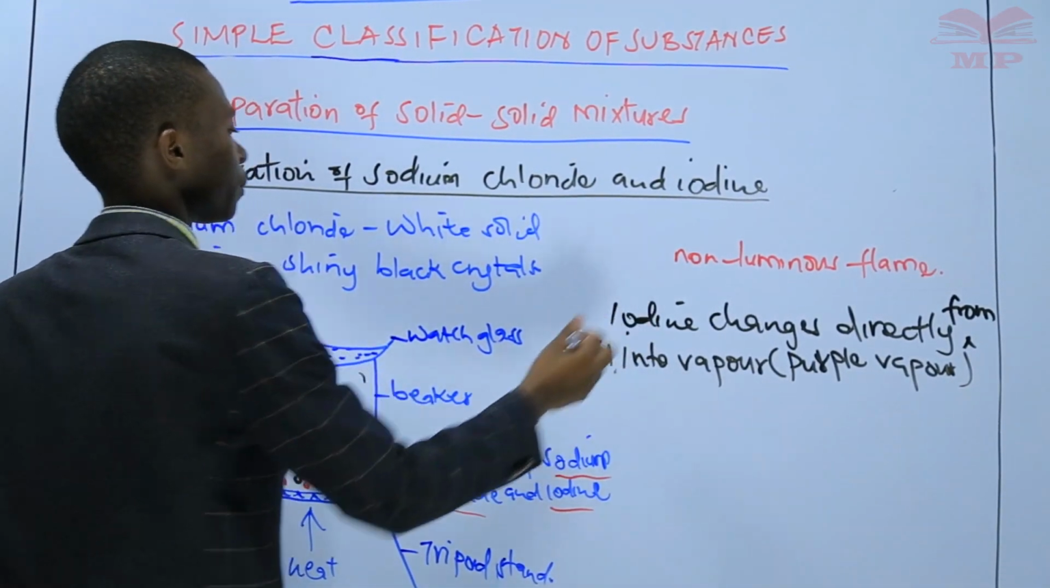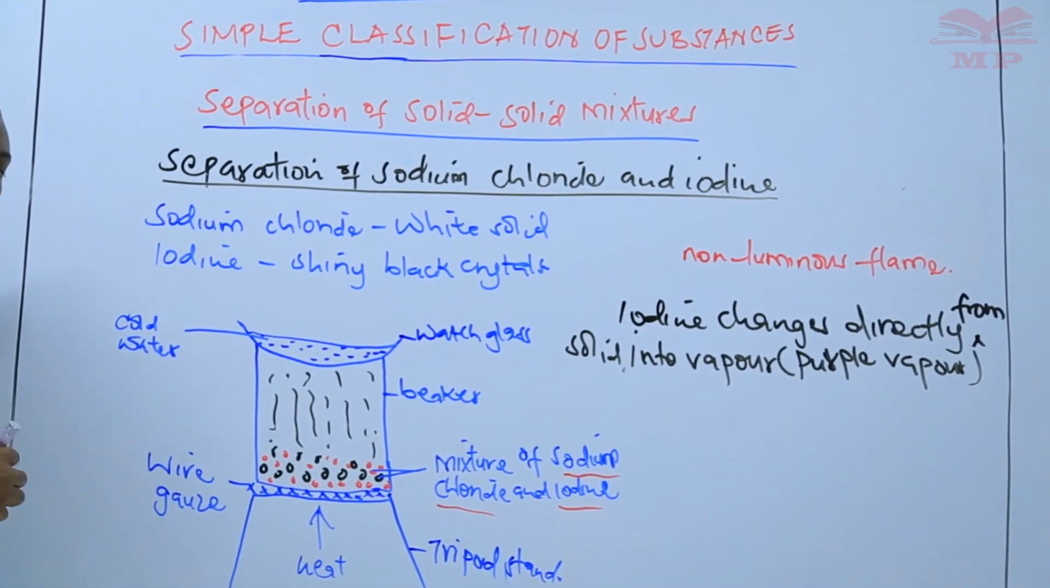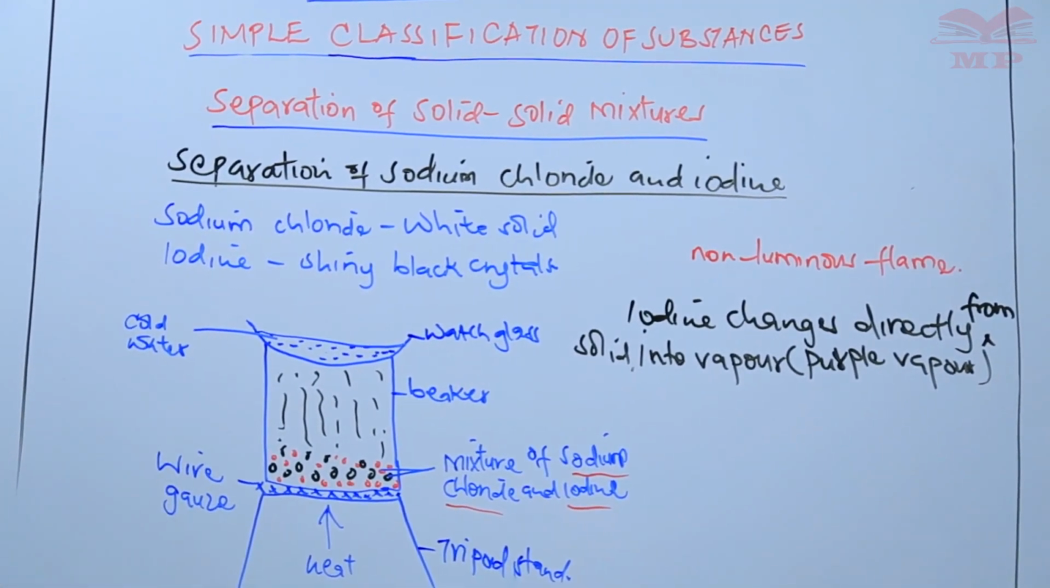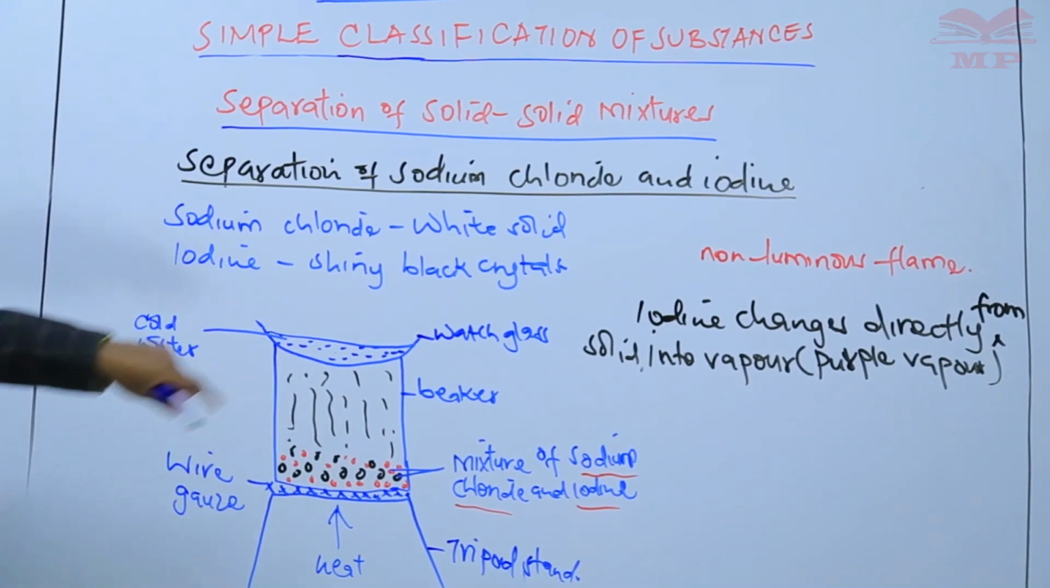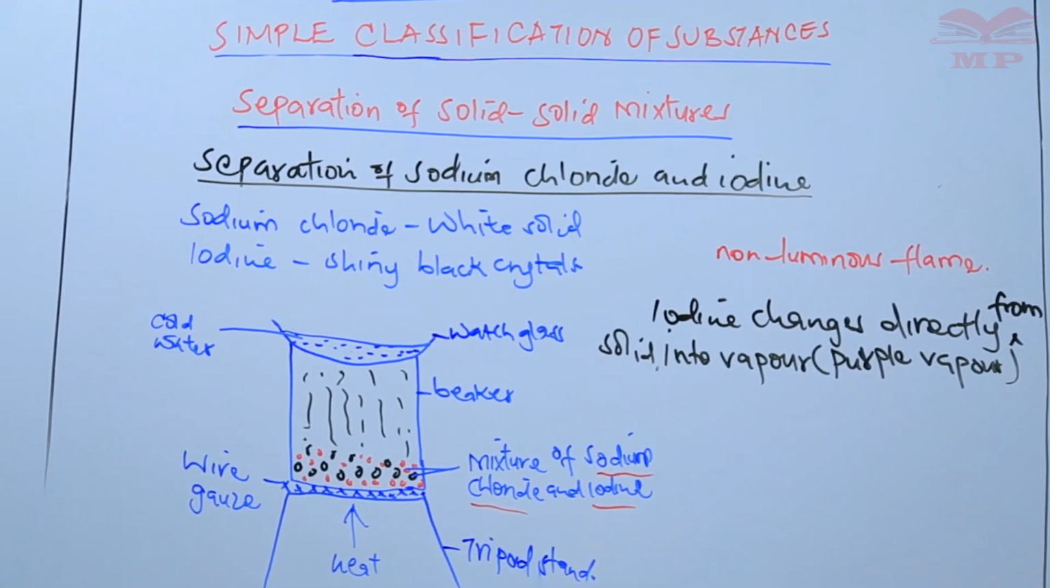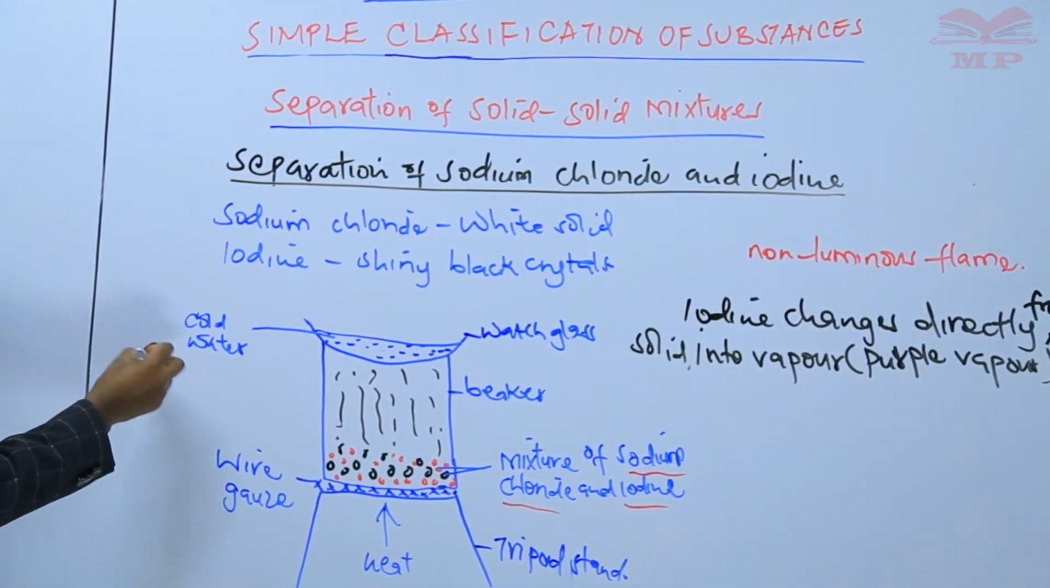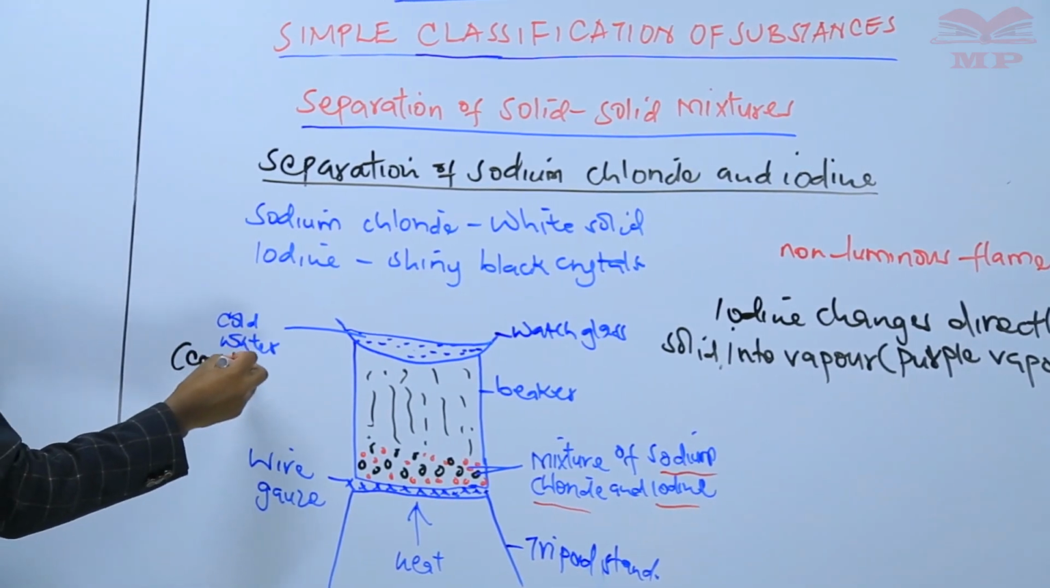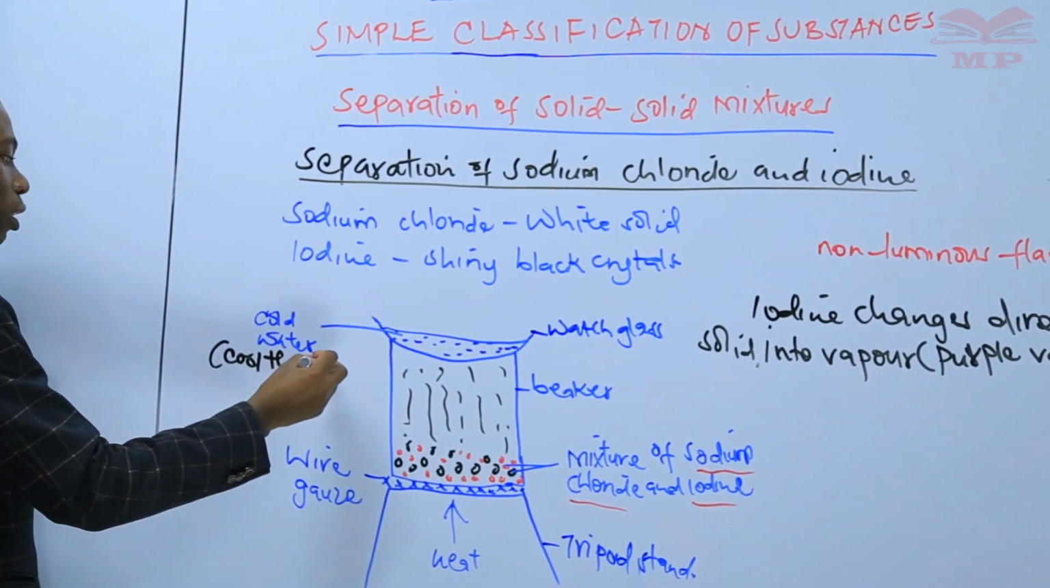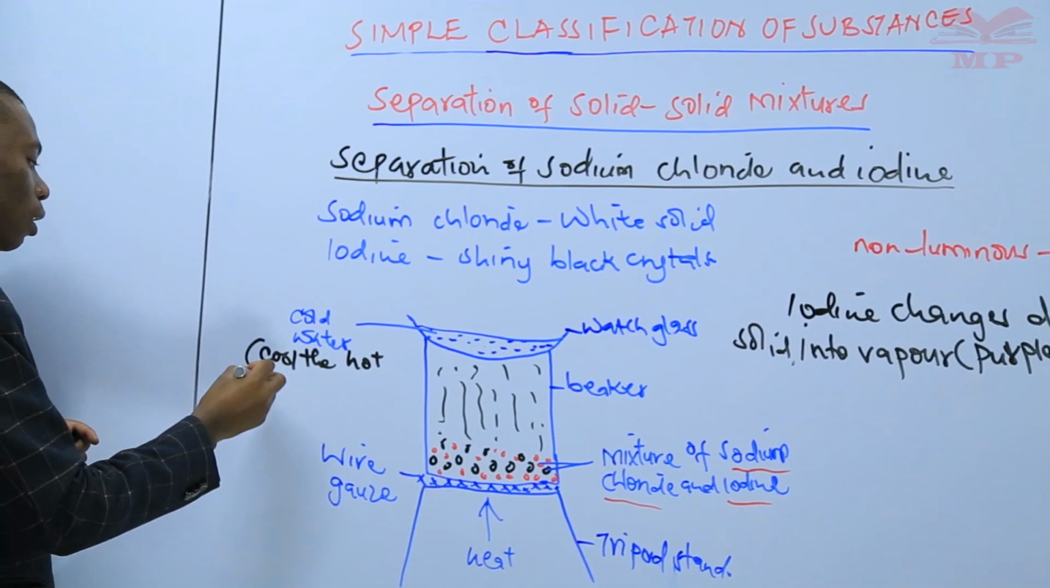The function of the cold water, which is held by the watch glass, is to cool the hot iodine vapor.